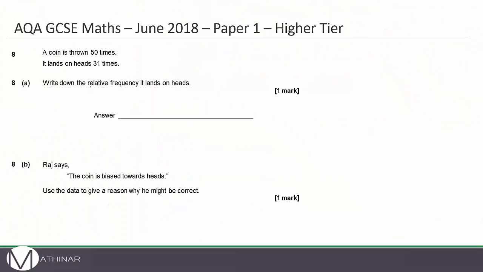A coin is thrown 50 times, it lands on heads 31 times. Write down the relative frequency it lands on heads. So the first important thing to note is it's asking you to write down, which means there's no calculation involved. So the chance that it lands on heads, so we got 31 heads out of 50 throws of the coin. So that is your relative frequency.